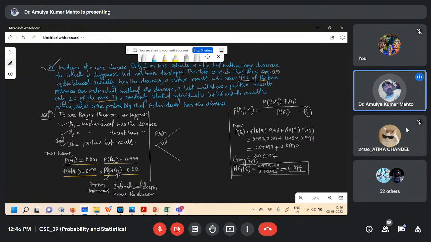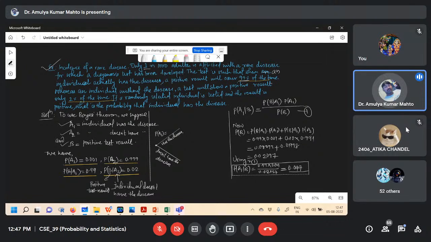Let me write it simply: this side has the disease, this side doesn't have the disease. These are the two scenarios actually.